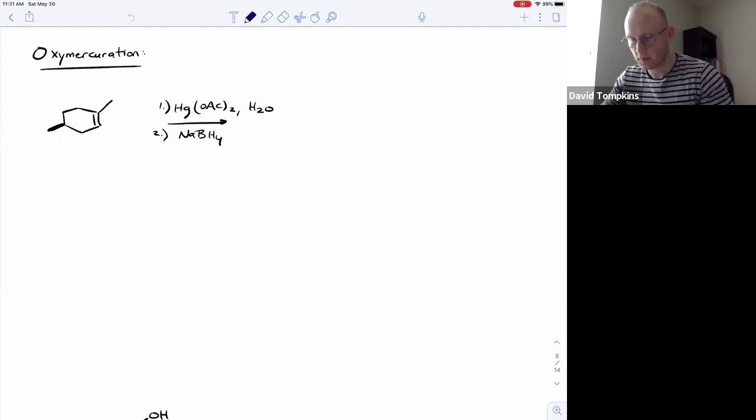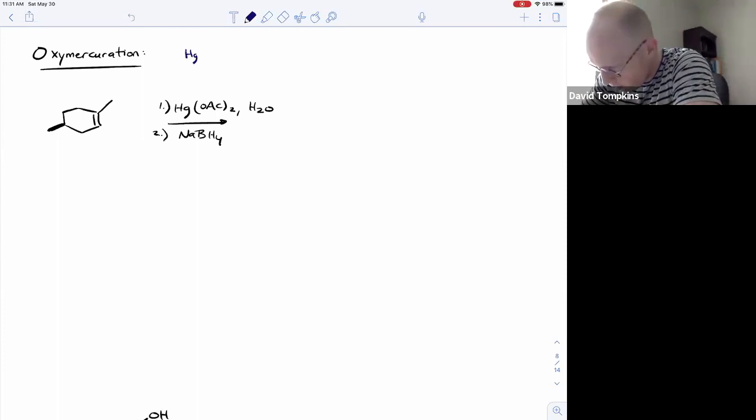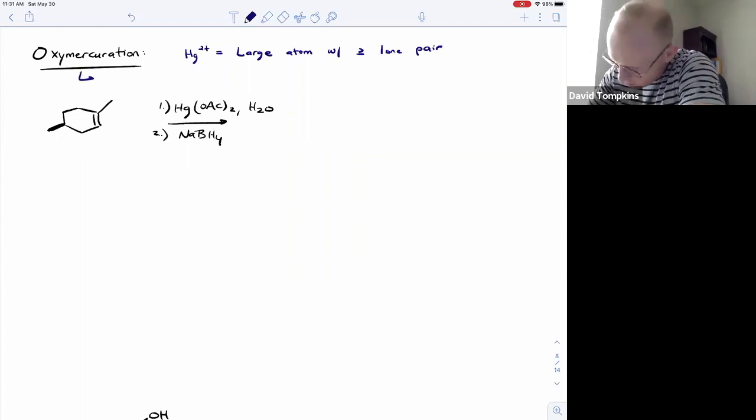Okay, so now in this lecture, we are going to discuss oxymercuration reactions with alkenes. And this is a bridge mechanism. Because mercury 2 is a large atom with at least one lone pair, it is going to form a bridge intermediate, similar to large halogens like iodide and bromide that we saw in the last video. In other words, mercury is still in category B in terms of how we grouped our electrophiles early on.